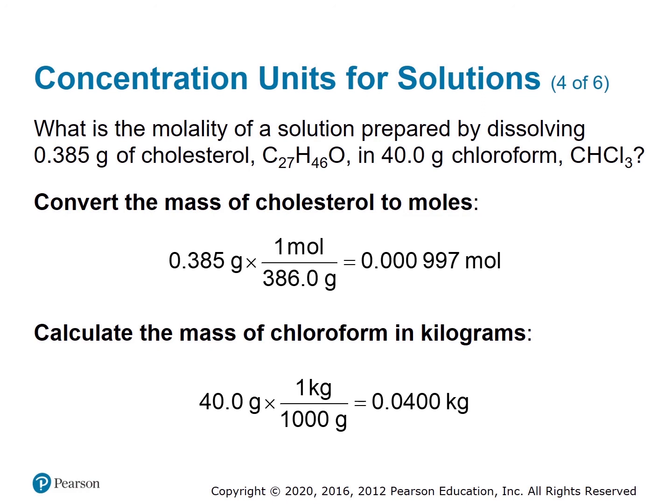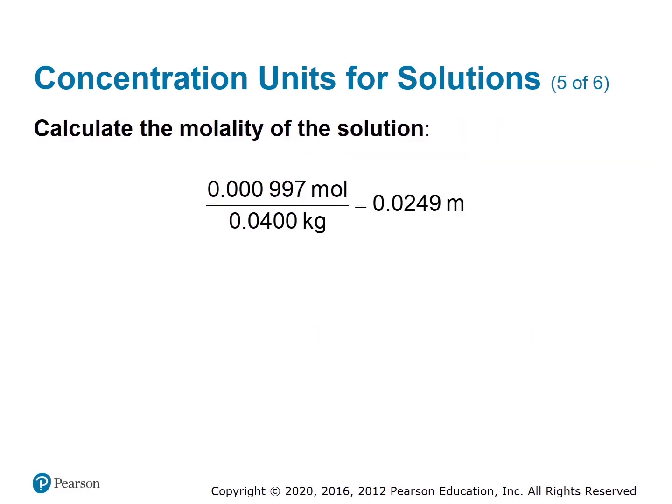We already know the solvent mass in grams, so converting that to kilograms is just a matter of dividing it by 1,000, giving us 0.0400 kilograms. Dividing the two numbers according to the definition of molality, we get 0.0249 molal, or 0.0249 moles of cholesterol per kilogram of chloroform.